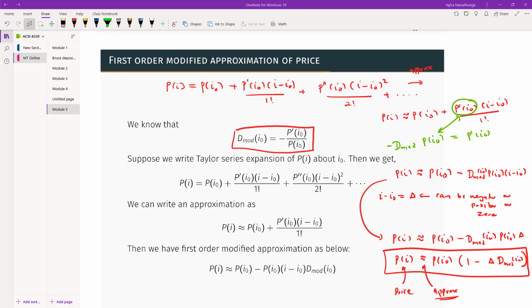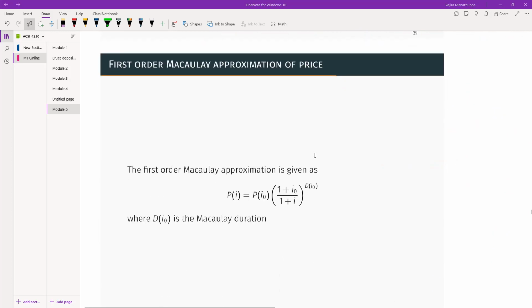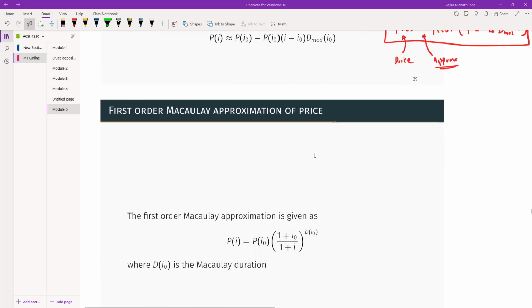The next one we want to talk about is the first order Macaulay duration approximation. Actually, the proof of this formula is given in the exam FM note provided by SOA. You can find it in D2, read this actual proof. I will go through a little bit of this one, but for the next one, when you have the second order, I will just refer to the note without proving.